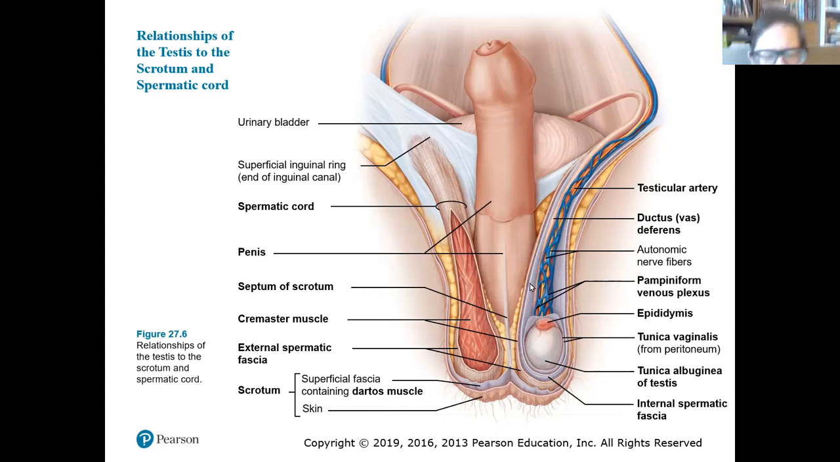This, I'm pretty sure, obviously it's in the spermatic cord, but I'm gonna check something. Hold on. Why did I do that? I don't need to stop the share. All right.